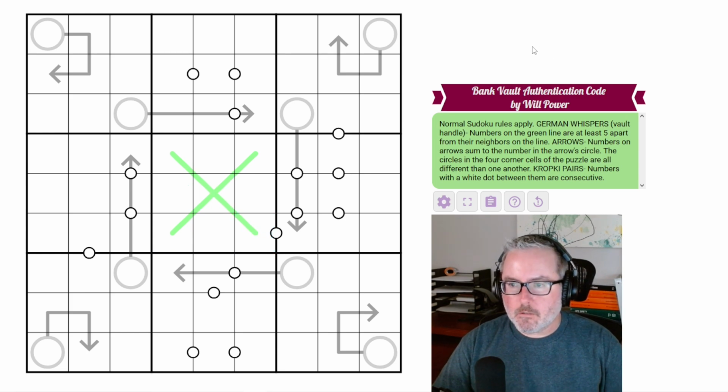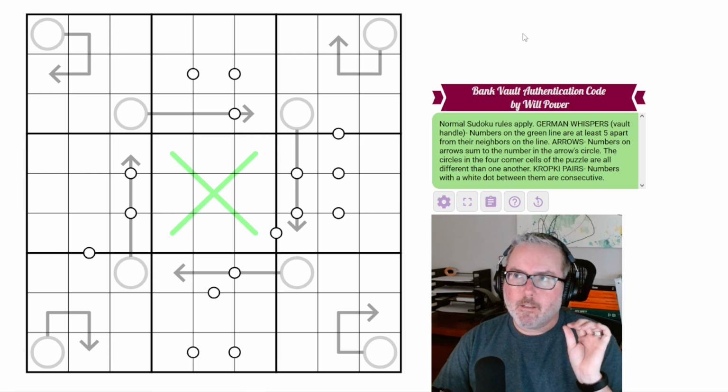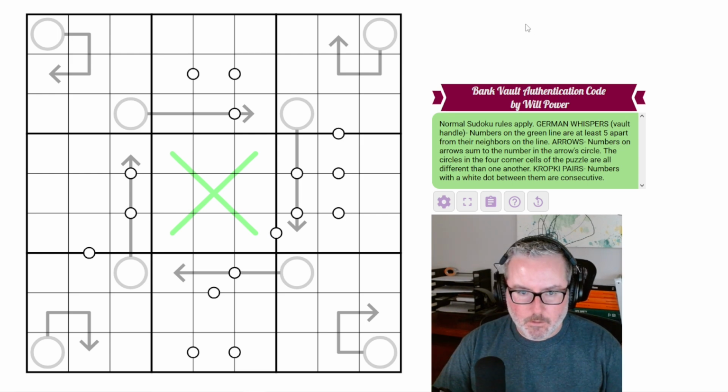Then we've got arrows. So numbers on arrows sum to the number in the arrow's circle. The circles in the 4 corner cells of the puzzle are all different than one another. Okay, so there's a little bit of a variant here, or an added stipulation, I guess the better way to put it. So if we look at any of these digits, look at this one. Whatever these 3 digits add up to is what's in here. And then we're being told that these 4 digits are all different.